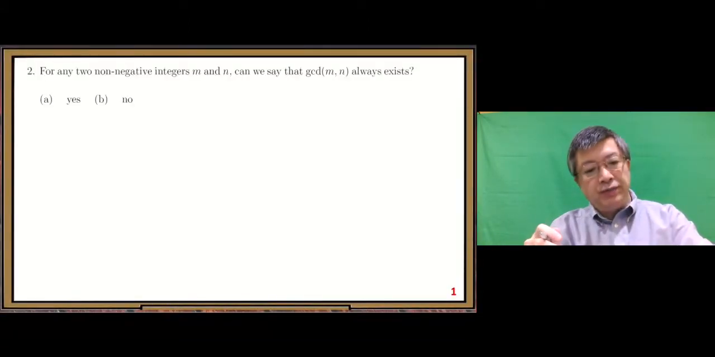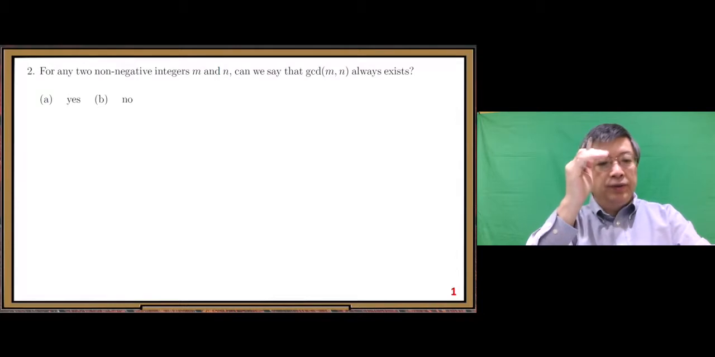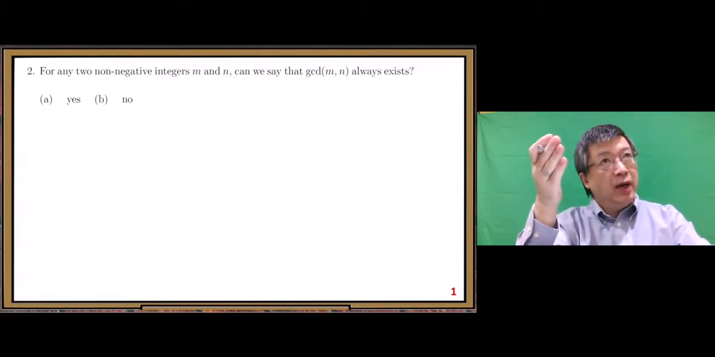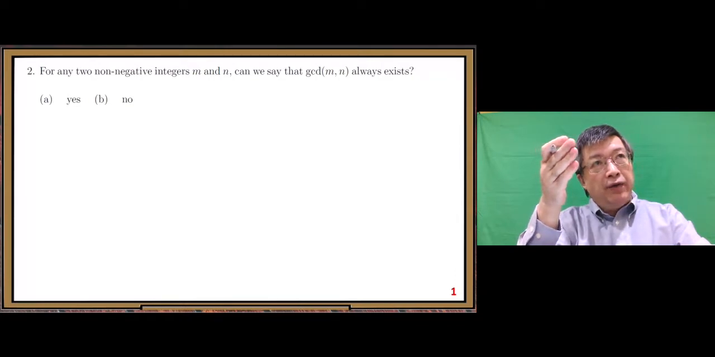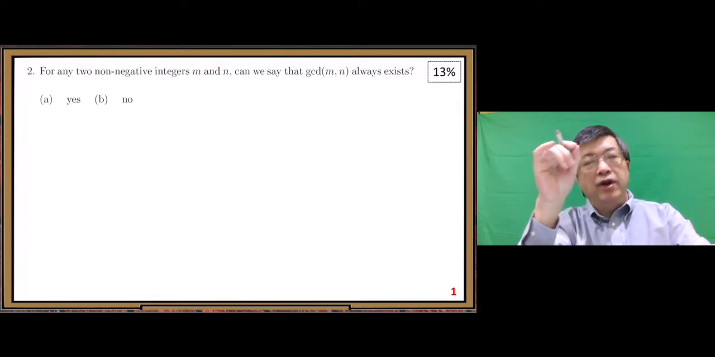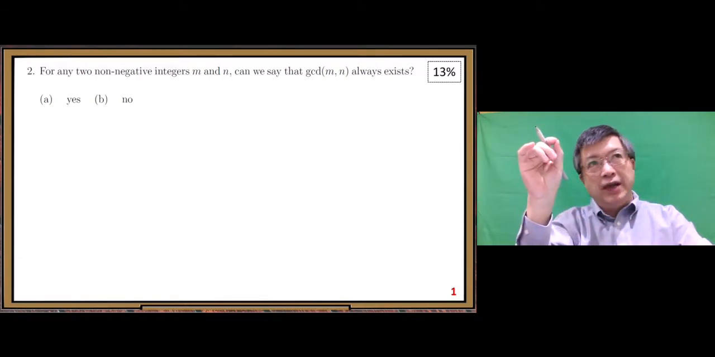The first question, homework question number 2, this one. This is a pretty easy one. For each question, I did some statistics: how many students missed this question? And this one, 13%. So that's not very high.